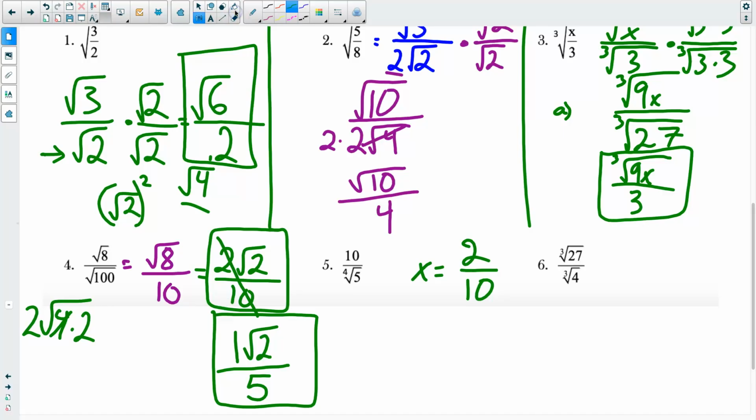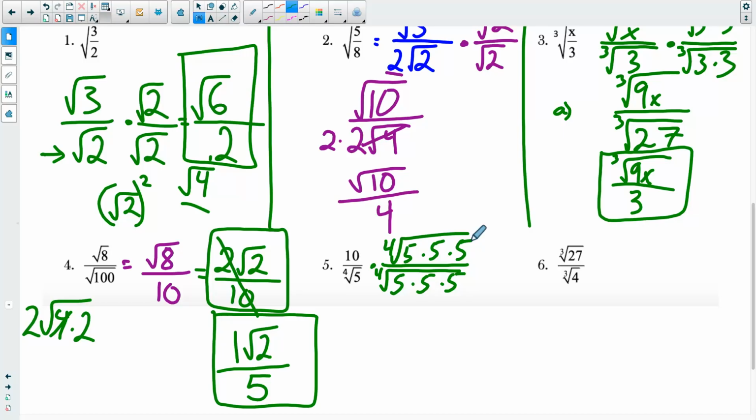Questions? Number 5. It's a 4th root. So how many 5s do I need to get out of there? I have 1, so how many more 5s do I need to get out of there? We need 3 more. So I'm going to multiply this by the 4th root of 5 times 5 times 5 on the top and the bottom.